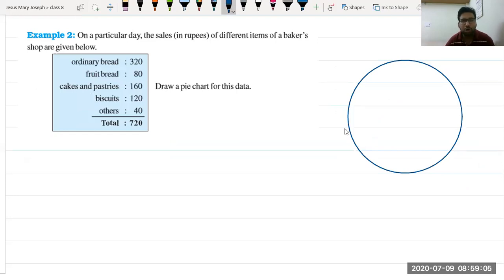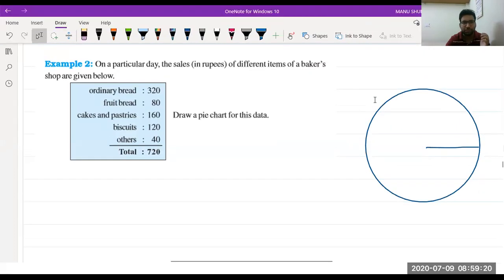Now, on a particular day, the sales of different items are given to you. First of all, you tell me how will you relate this total and the angle? Please help me. What should be the first relation between these rupees and the angle? Please tell me fast.